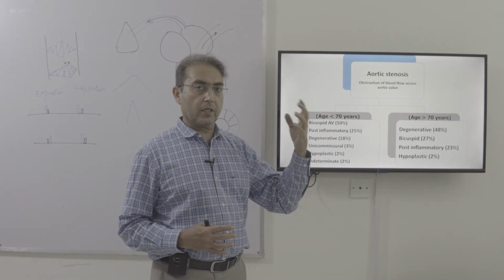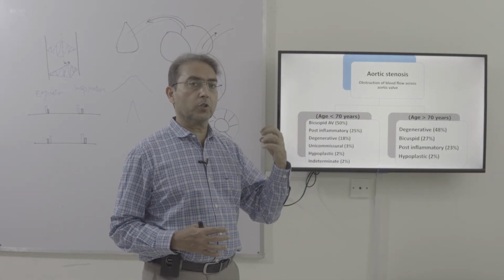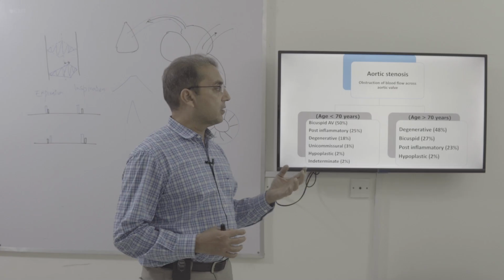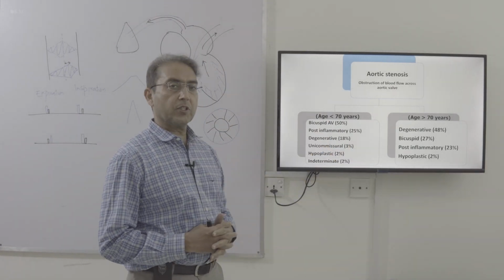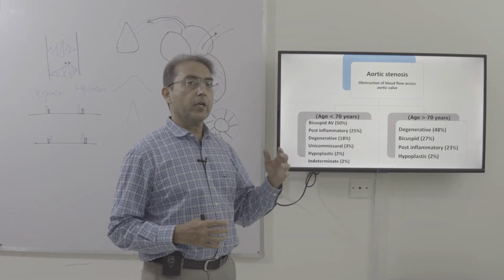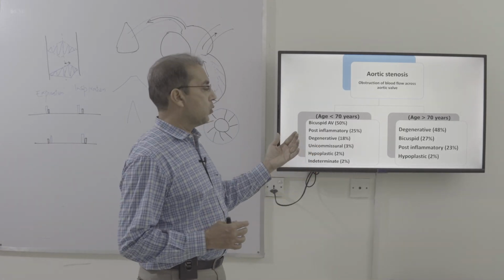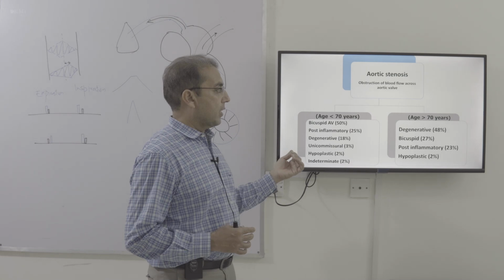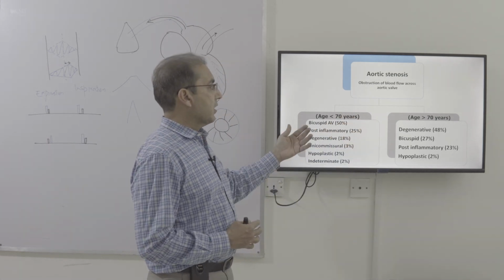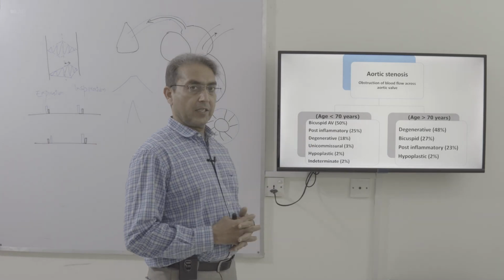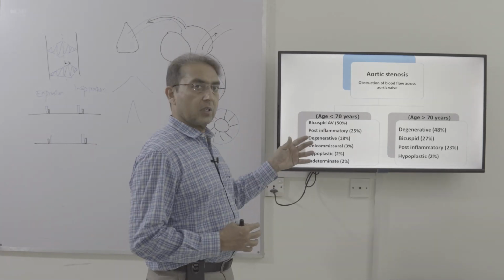Now, when we see what are the causes of aortic valve stenosis, mainly there are three types. One is congenital type of stenosis, then second is the post-inflammatory type of stenosis, and the third one is degenerative stenosis. And if we divide the patient population who have got aortic stenosis in two segments, that is the patients who are less than 70 years old and the patients who are more than 70 years old. In patients who are less than 70-year-old, congenital bicuspid aortic valve is more important.